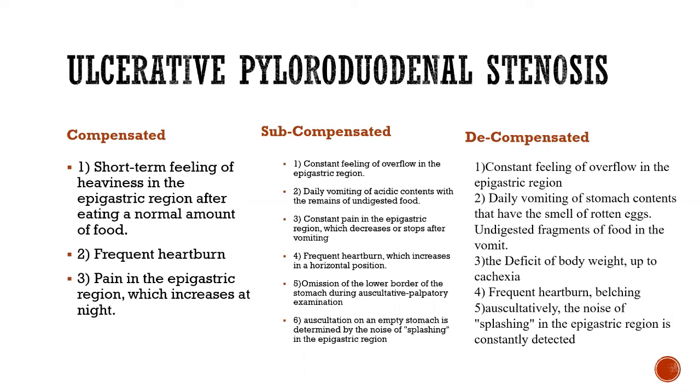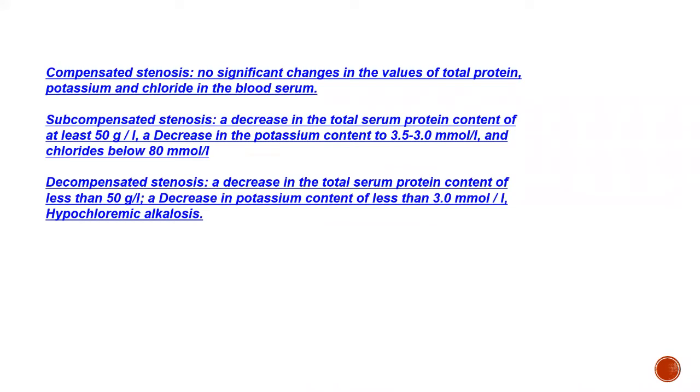Auscultation of an empty stomach is denoted by the noise of splashing in the epigastric region, because there will be a lot of food in the morning. Subcompensated stenosis contains lab changes: a decrease in the total serum protein, at least 50 grams per liter, and a decrease in the potassium, sodium, and chlorides.